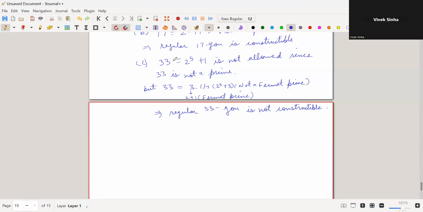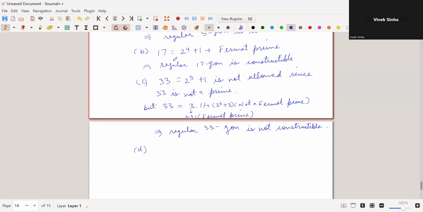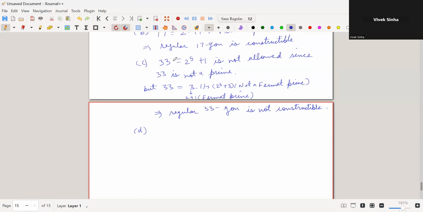Okay, there is another interesting case. 1028. So first of all, divided by 2, that is 514. Again divided by 2, that will be 257. So this is 2 square times 257.